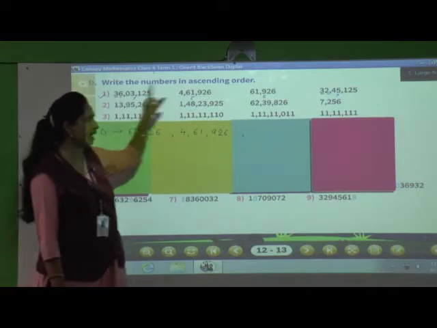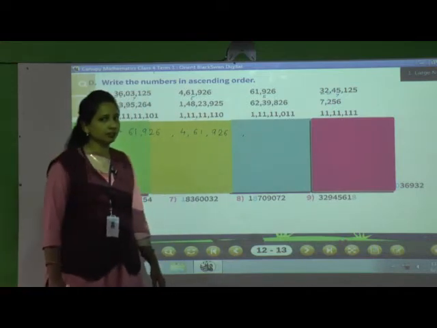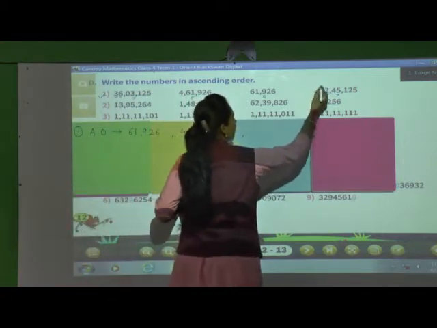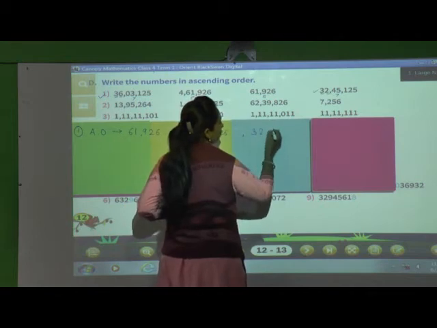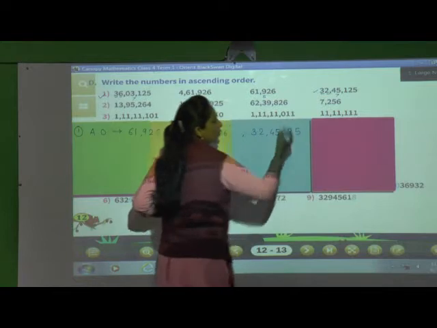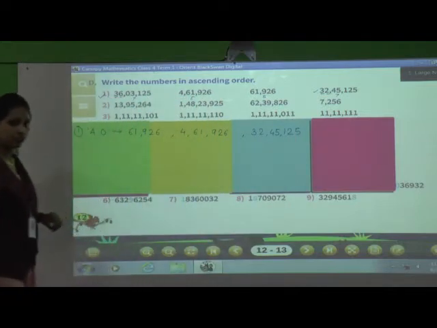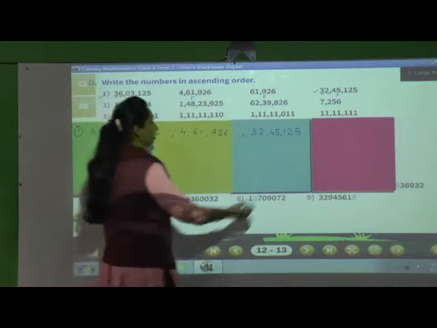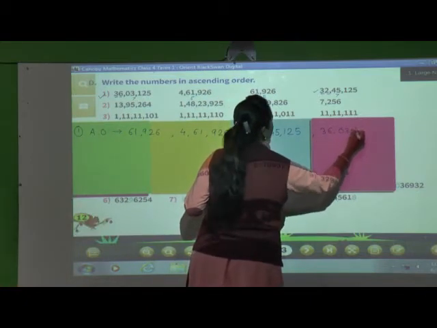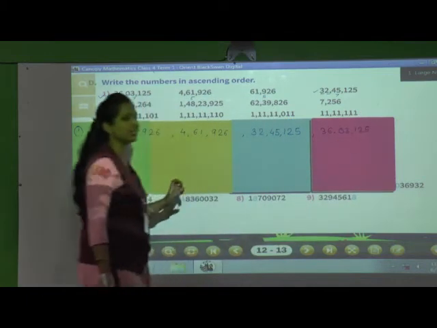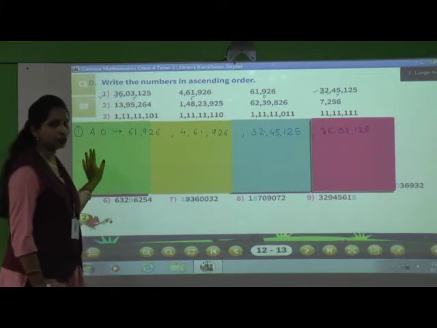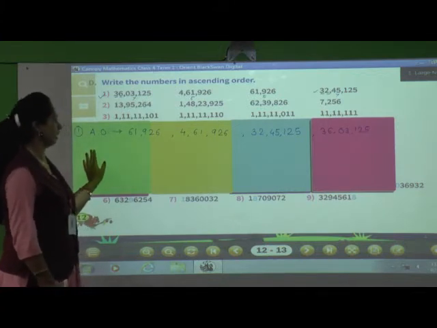Now tell me, is 6 lakh smaller or 2 lakh smaller? Yes, of course 2 lakh. So we have to write this number first: 32 lakhs 45,125. Understood? Now what is remaining last? We copy it as it is: 36 lakhs 3,125. Understood, students? Shall we move to the next question? Yes, we'll move to the next question.